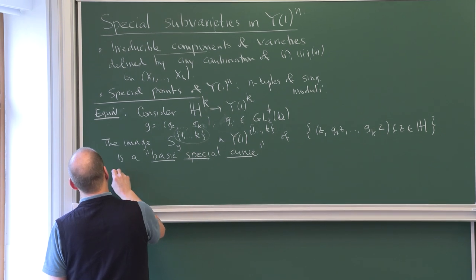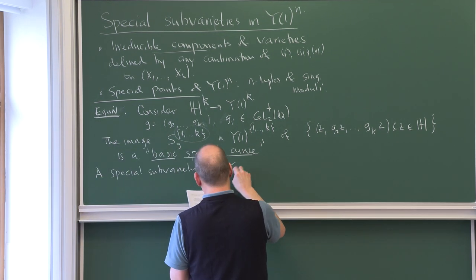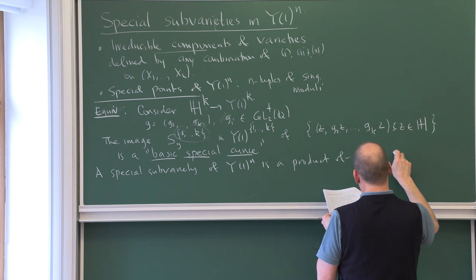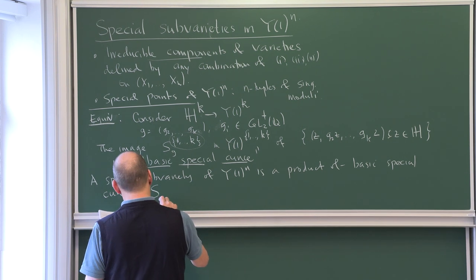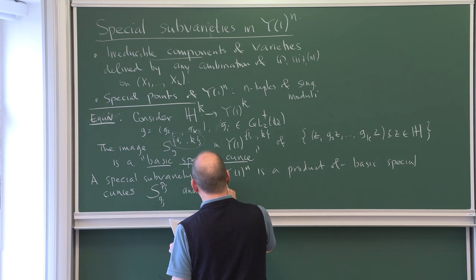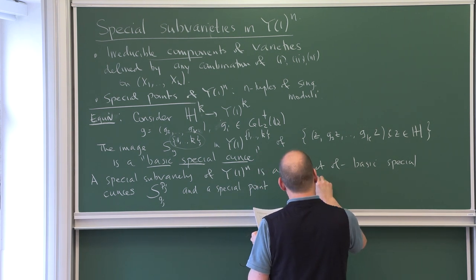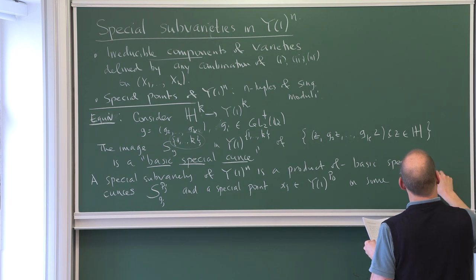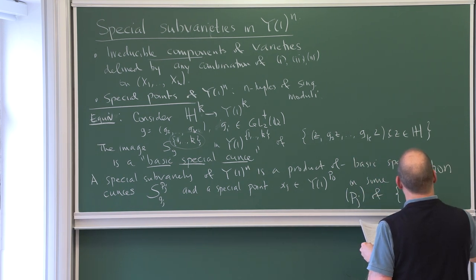And then I can say that a general special subvariety of Y1 to the n is a product of basic special curves, which I'm now going to call S_{g_j, P_j}, but now this P_j will be part of a partition of the coordinates, and special points x_j in Y1 to the P_0, on some partition P_j of 1 up to n.